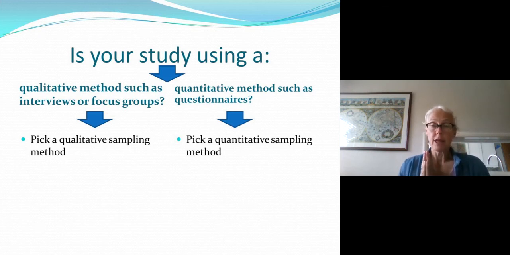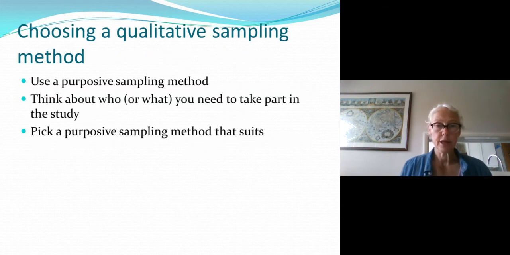If, on the other hand, you're using a quantitative method, such as questionnaires, then you need to pick a quantitative sampling method. So let's take that to the next step. You're doing qualitative sampling. You're going to be using a purposive sampling method. You need to think about who or what you need to take part in the study, and you need to pick a purposive sampling method that suits. Basically then you're just going to need to explain how that was put into practice. You need to justify it. I recommend going and getting the textbook out and choosing a method that fits your study.